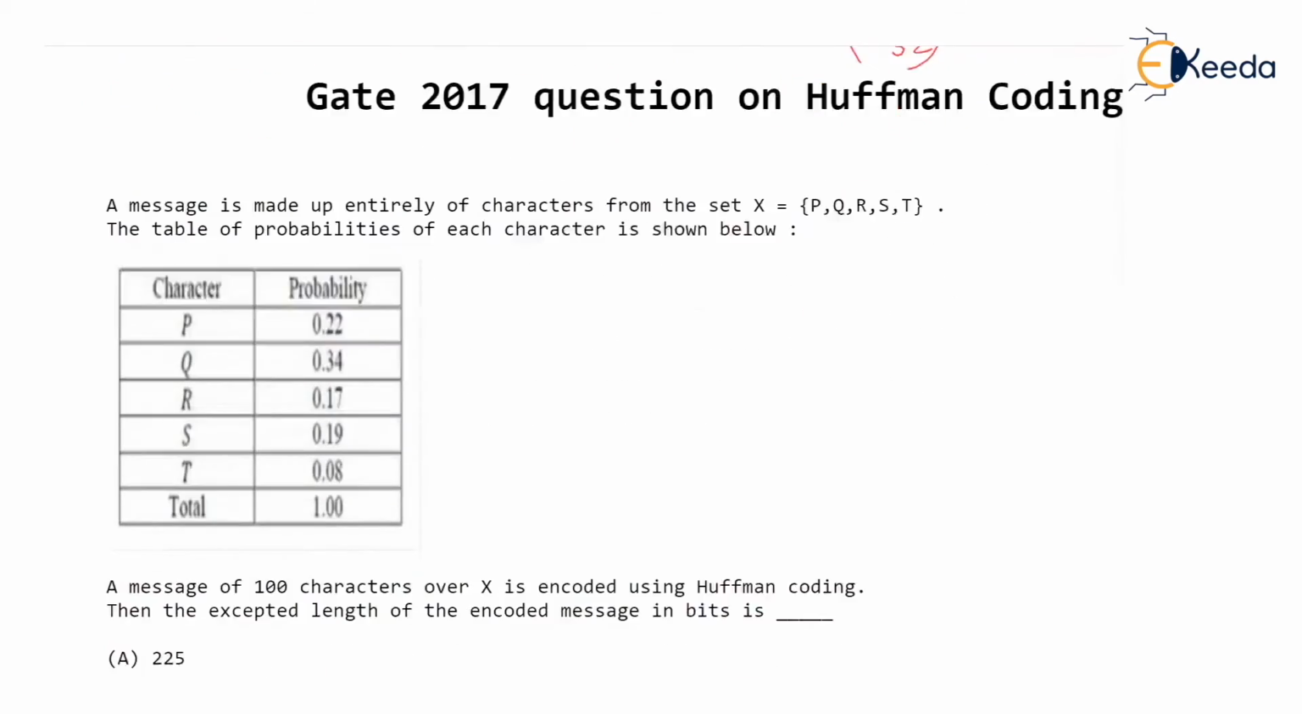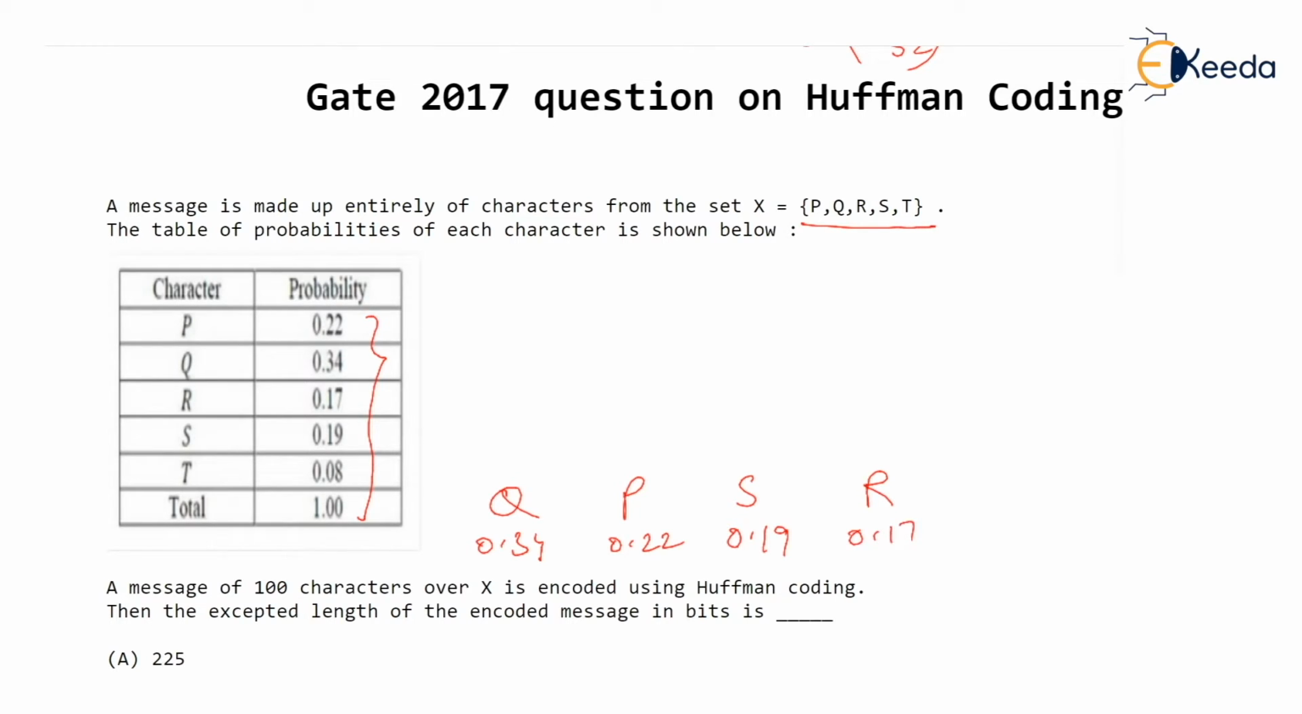Now watch, there was one more question asked in GATE 2017. We have 5 characters, P, Q, R, S, T, and the probabilities of these characters have been shown. But these probabilities are not in the correct sequence, so it's better we write from largest to smallest. Q has 0.34, the largest. Then next is P, 0.22. Then S, 0.19. Then R, 0.17. And finally T, 0.08.